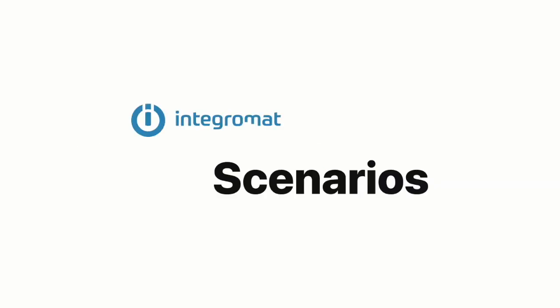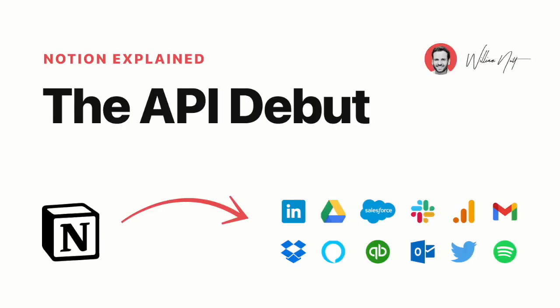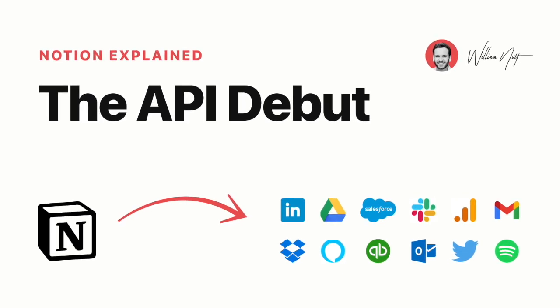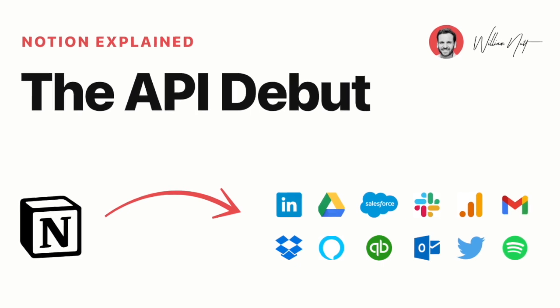So in the case of Notion, one of the most common automations is to sync a database with a Google Calendar, where one trigger would be a new event created in Google Calendar, and then the action would be to create that event in a Notion database. And I dive much deeper into integrations and automation sequences in my post specifically about Notion's API debut, which I'll link to within the description of this video.